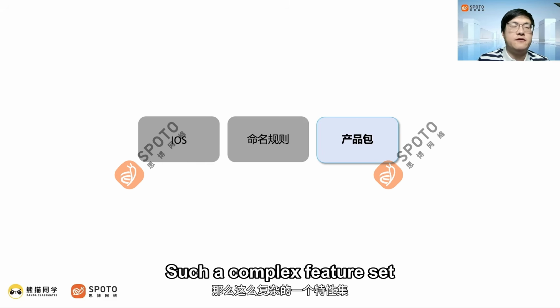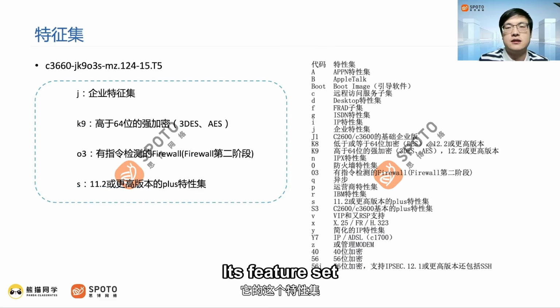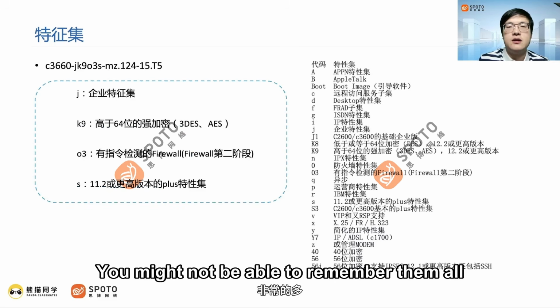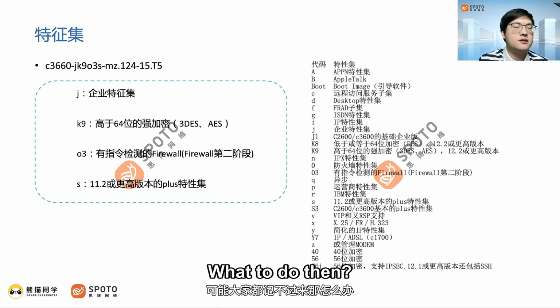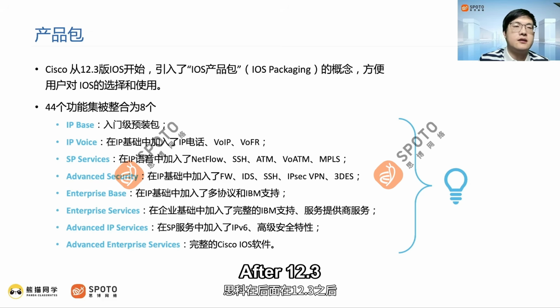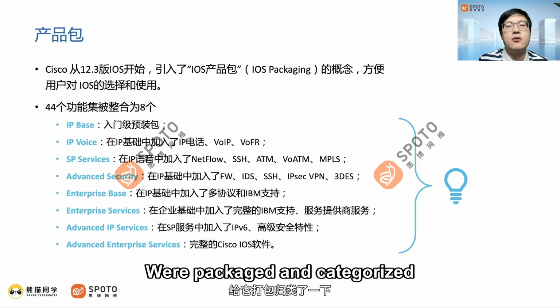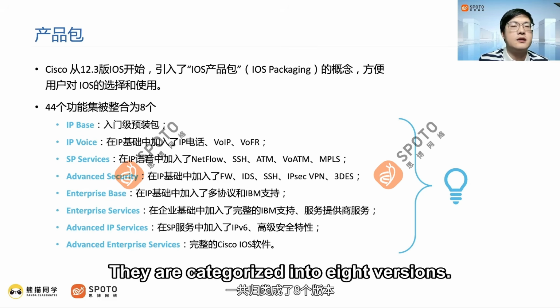Such a complex feature set, especially its front part here, you might not be able to remember them all. What to do then? Later on, after 12.3, Cisco packaged and categorized these feature sets. They are categorized into 8 versions.